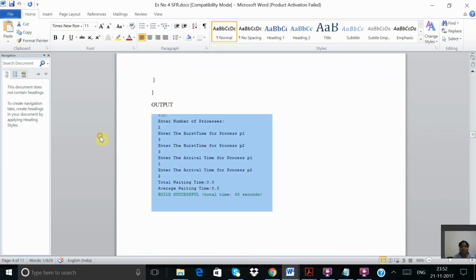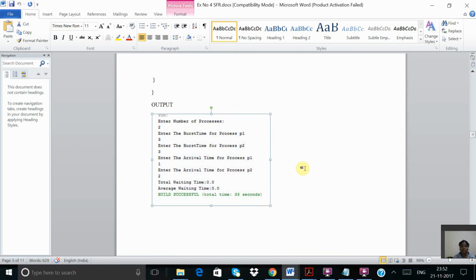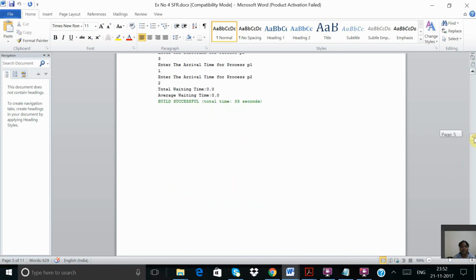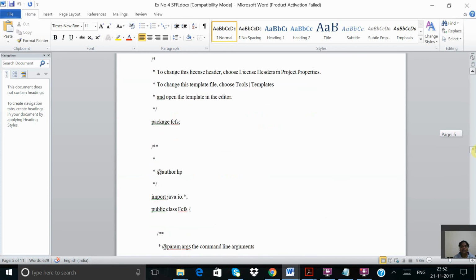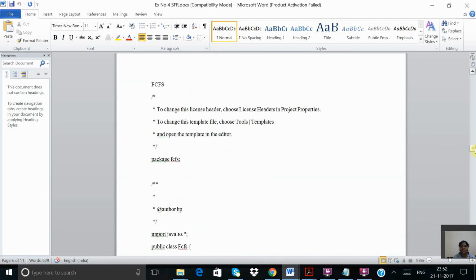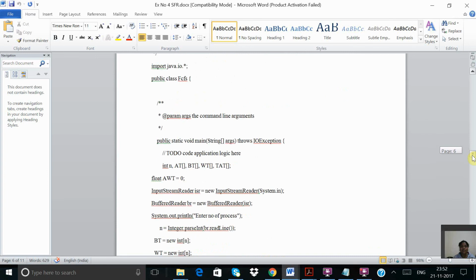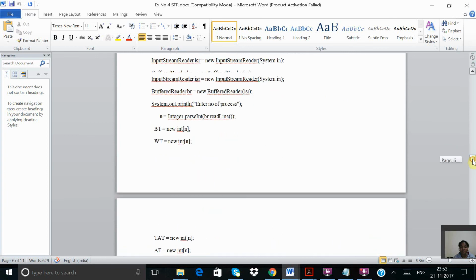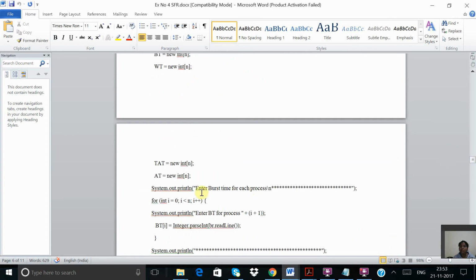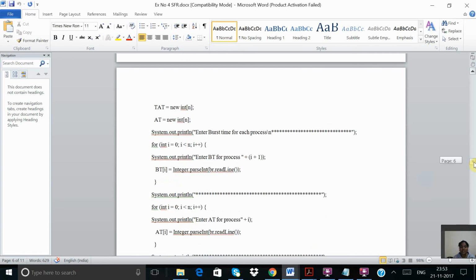Thus we have executed the query and the output came. We have the number of processes, the burst time of process 1 and process 2, and the arrival time of process 1 and process 2. Total waiting time is 0, and average waiting time is also 0. This is FCFS, first come first serve. So which process comes first? It is calculated based on the burst time and the arrival time.